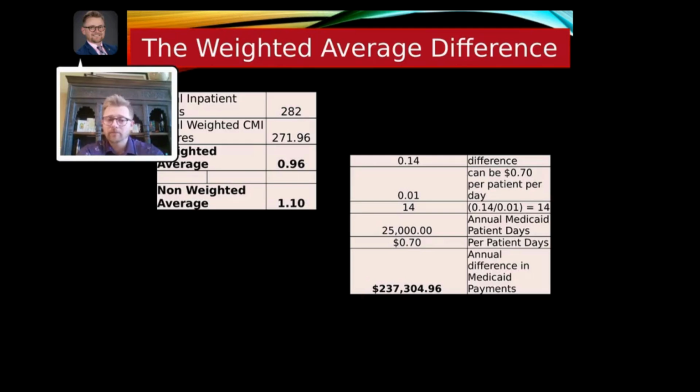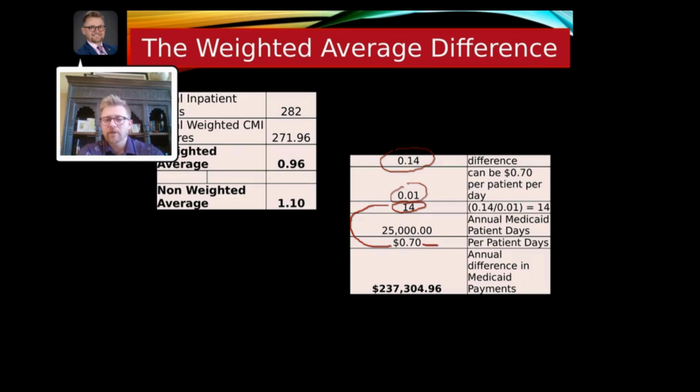And then you make a simple mistake. You just take the non-weighted average of your patients' CMIs. Well, you should have taken the weighted average. That's a 0.14 mistake. Well, how many 0.01s are there? Because for every 0.01 change you were given by your RDO, that's a 70-cent PPD swing. So for every 0.01 within that 0.14, which would be 14, that's 70 cents per patient per day.